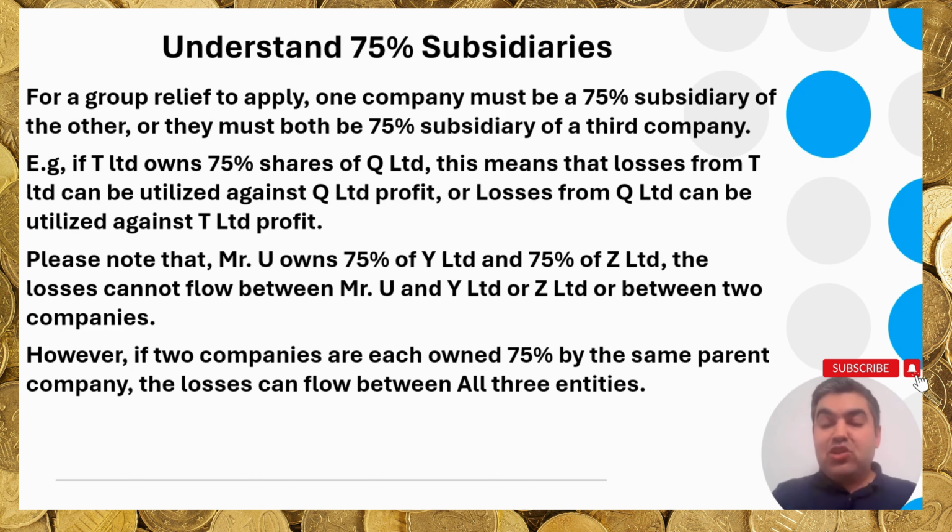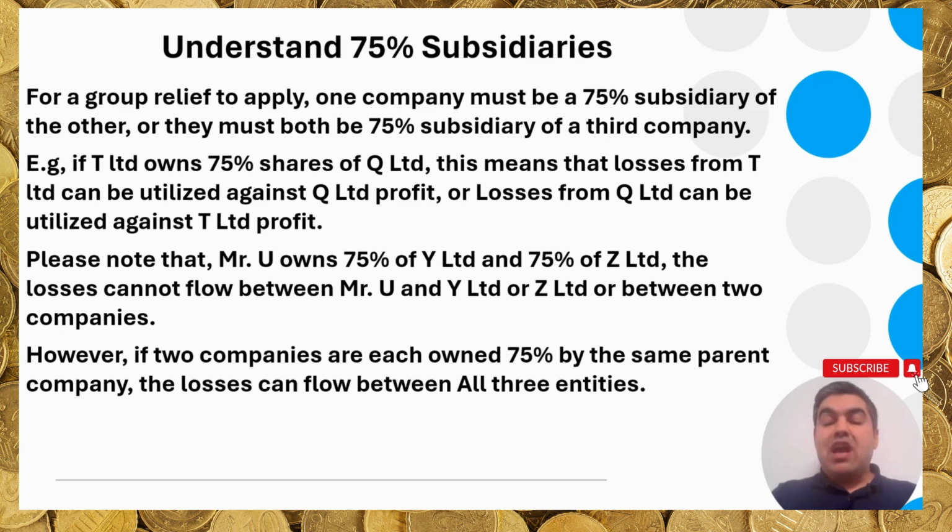Now, to understand UK taxes, you need to understand the relevant tax legislation and the relevant exemptions. For group relief to apply, one company must be a 75% subsidiary of the other, or they must both be 75% subsidiaries of a third company. That is the condition. For example, if T Limited owns 75% of the shares of Q Limited, this means that losses from T Limited can be utilized against Q Limited's profit, or the losses from Q Limited can be utilized against T Limited's profit. They can go either way.